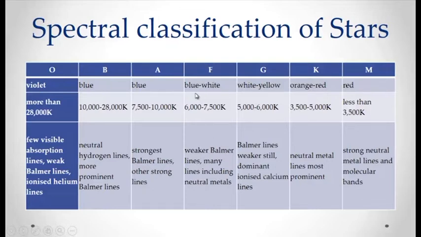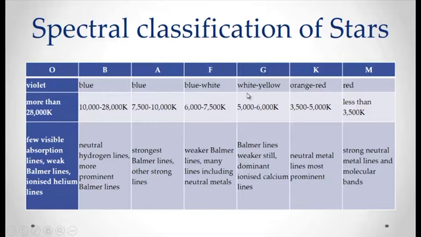Then coming to F class stars, the color of F class stars will be bluish white. Its temperature will be between 6,000 Kelvin to 7,500 Kelvin. You can see weak Balmer line absorption in the F class stars, with many lines including neutral metals. So metal absorption lines also will be there in the F class stars.